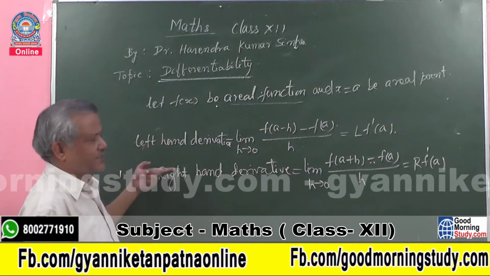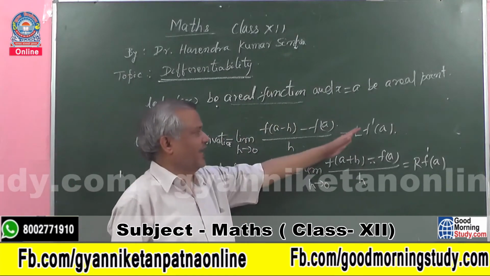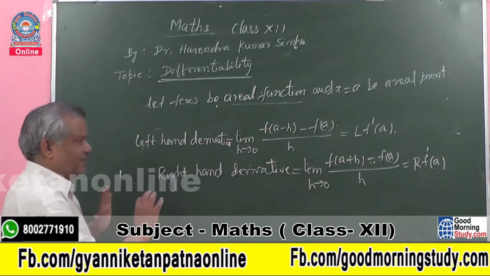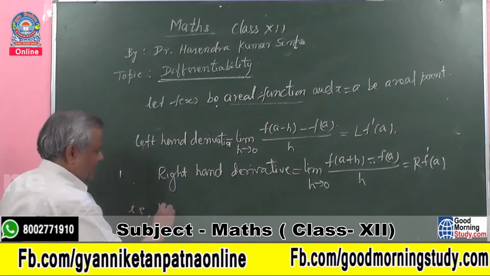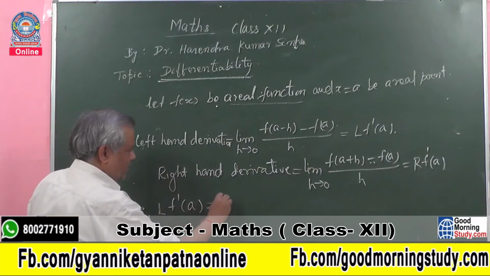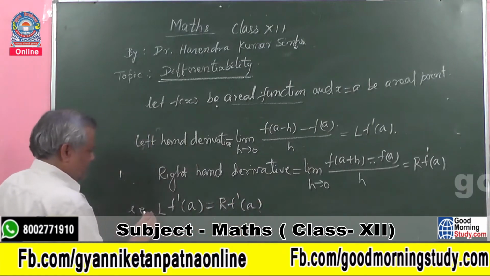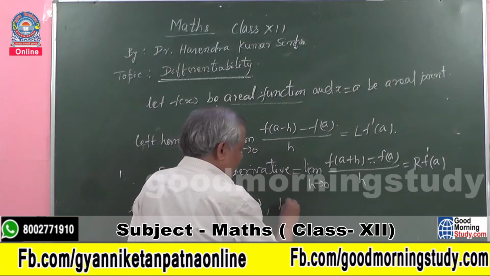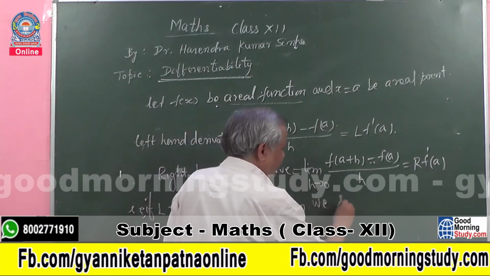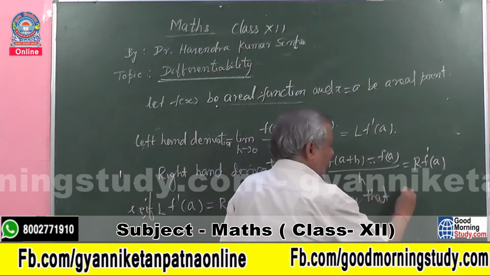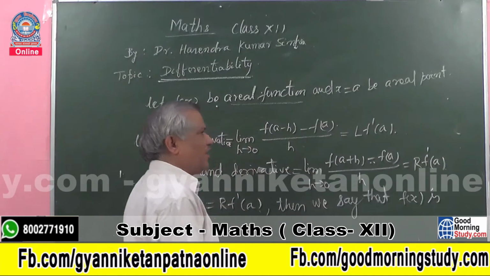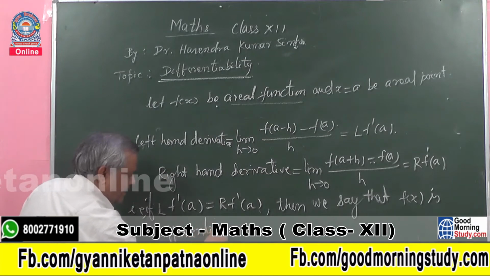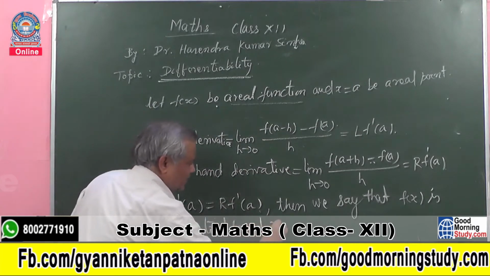If these two limits exist finitely, meaning thereby its value is finite, and they are equal, that is, if left hand derivative Lf dash a is equal to Rf dash a, then we say that f(x) is differentiable or derivable at x is equal to a.